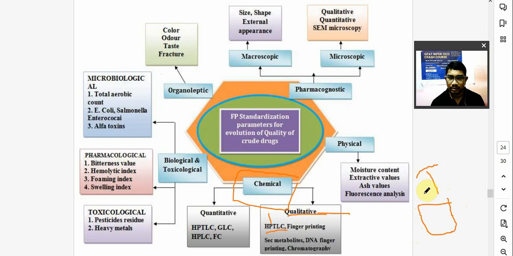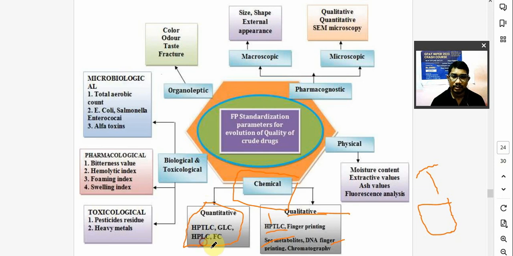Now what are the biological and toxicological evaluation parameters for crude drugs? First, microbiological parameters also come in. In microbiological testing, there is the total aerobic count. In the crude sample of a pharmacognosy drug, you have to quantify the total aerobic count of bacteria.